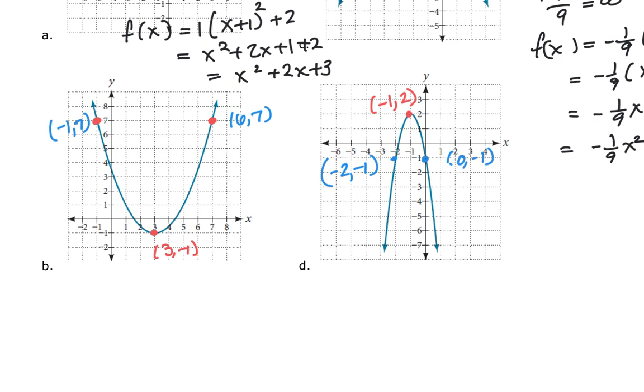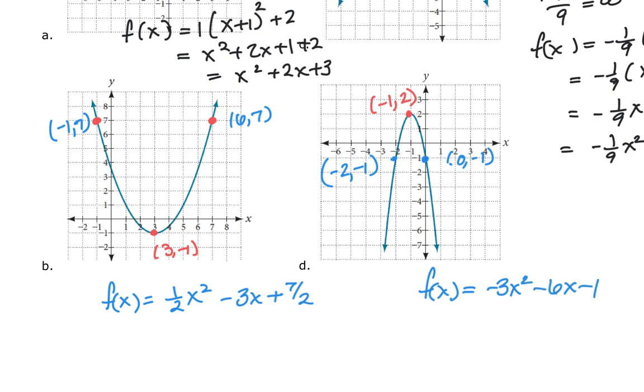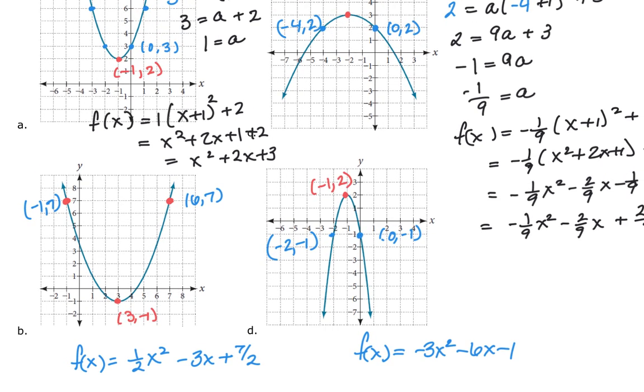Okay, welcome back. What I have for part B here is I ended up with f of x is equal to 1/2 x squared minus 3x plus 7 over 2. And for this second part, or part D, I've got f of x is equal to negative 3x squared minus 6x minus 1. Now let's talk about the coefficients on all of these, the A part, and see if we could have just reasoned with some of the answers.